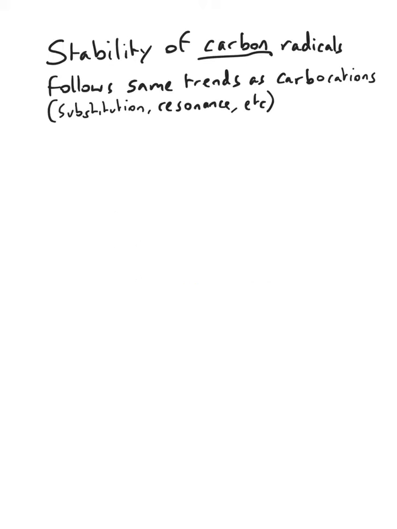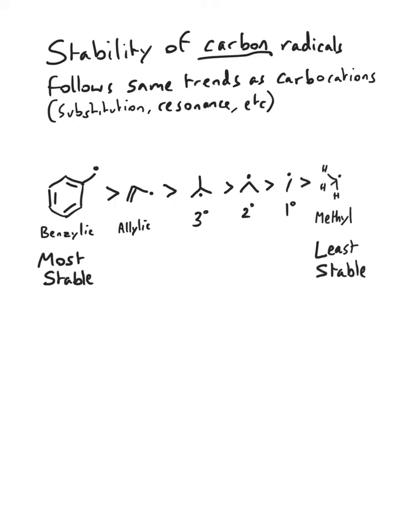The stability of carbon radicals follows the same trends as carbocations. The most stable will be something with lots of resonance, whilst the least stable will be something without any resonance and no other stabilizing factors.